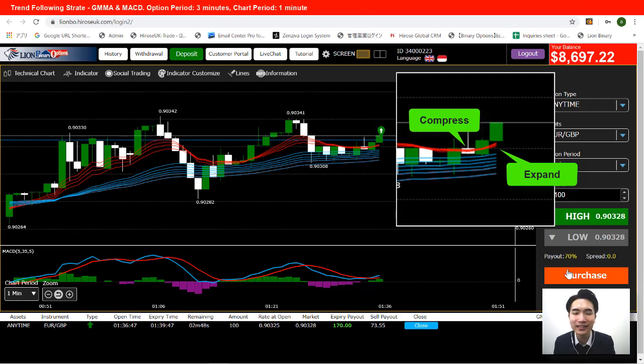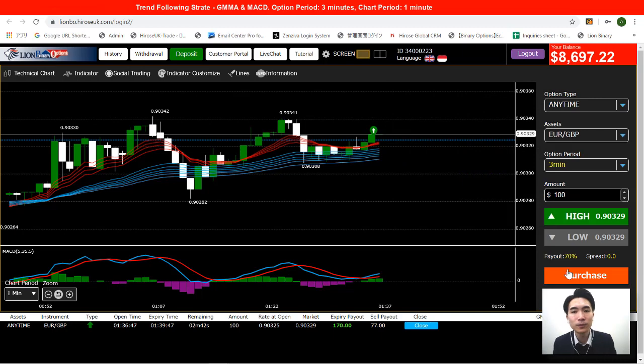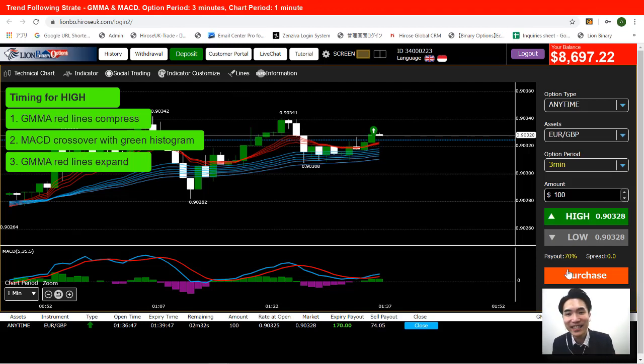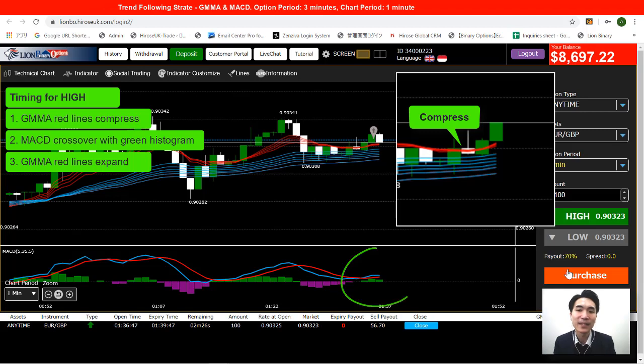Well, it might not be as obvious here. So the moment for you to place a trade using this strategy is, first we take a look at the MACD. I'm sorry, the GMMA. So if the GMMA compressed, then we take a look at the MACD.